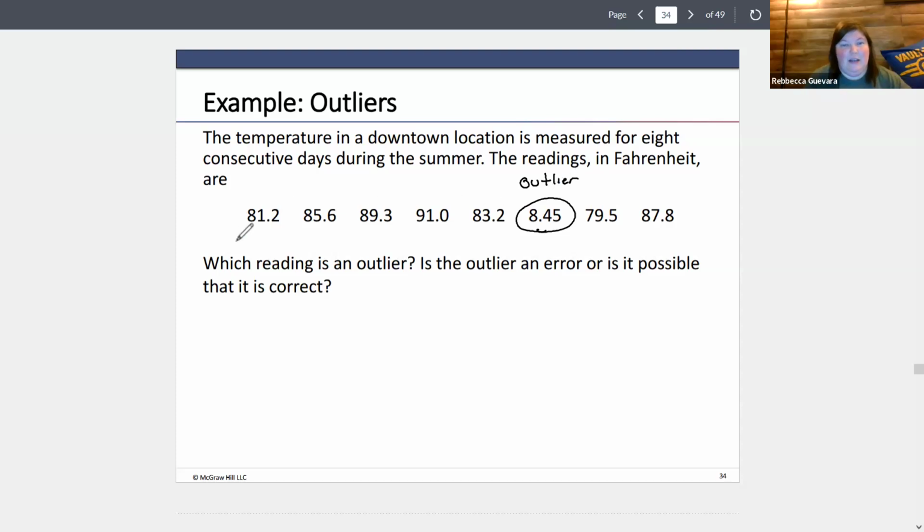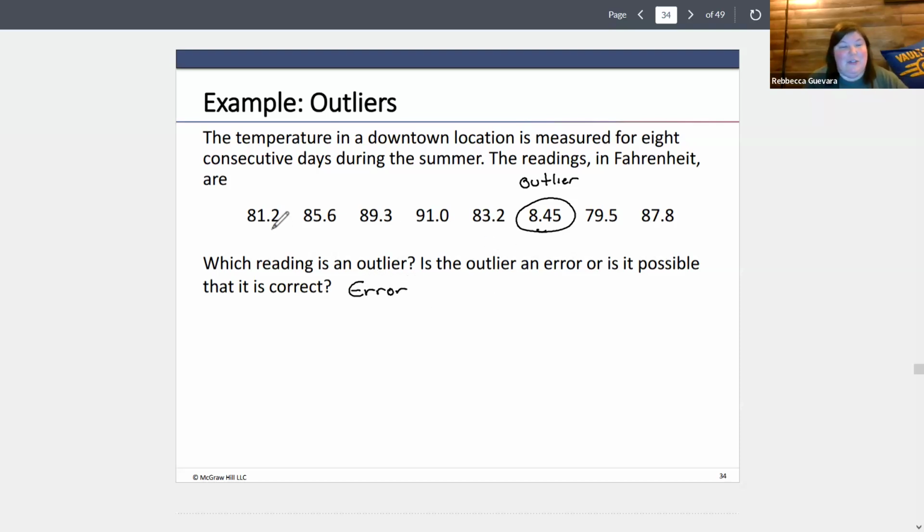Most of my days have been in the 80s or very close, like we get a 91 and a 79.5, so they're pretty close together. And then this one temperature is like below freezing. So we're reading that as an outlier. Is it an error, or is it possible that it is correct? I would probably guess it's an error.